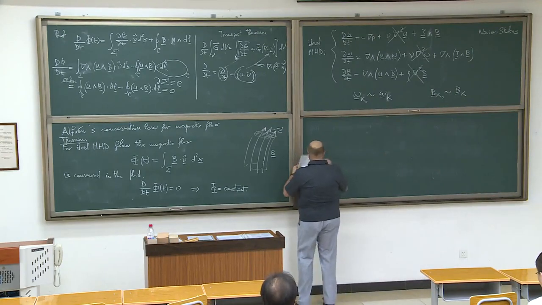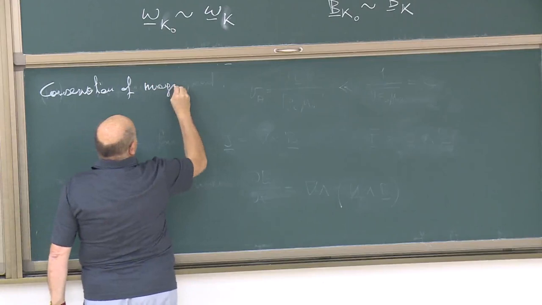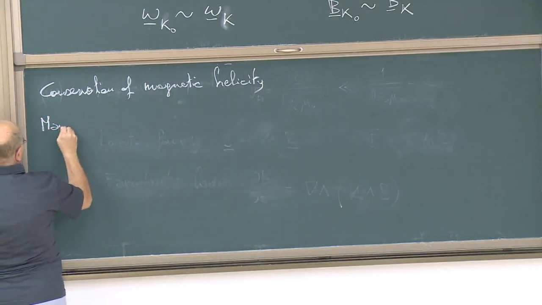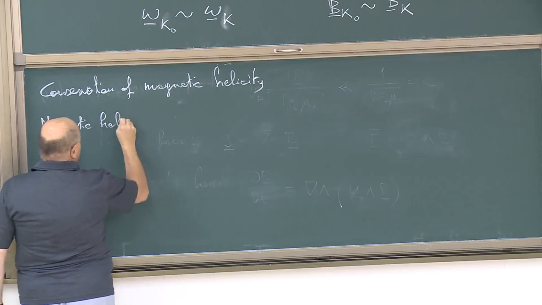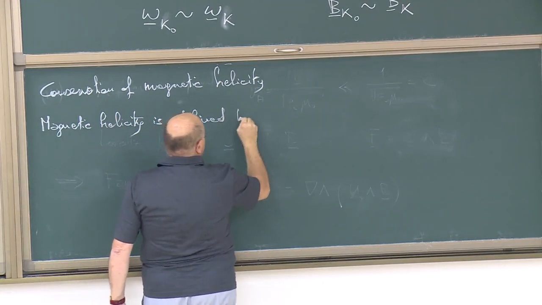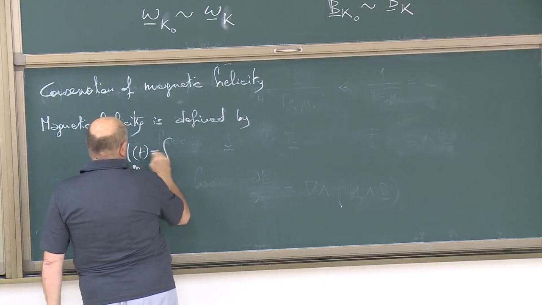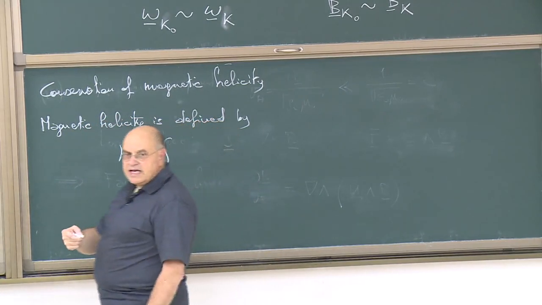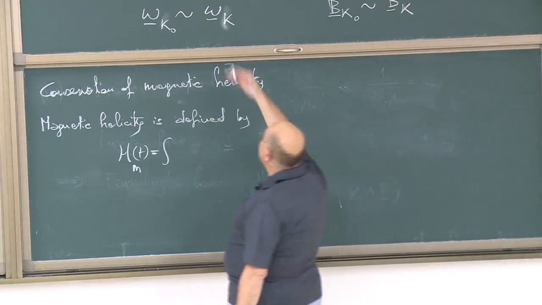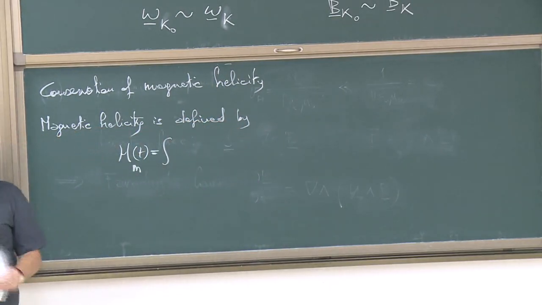Then we are at the stage to prove conservation of magnetic helicity. So what is magnetic helicity? First of all, magnetic helicity is defined by the integral, let's call it H_M, function of t in general. And this integral, by analogy, you may guess, because we saw the analogy between vorticity and magnetic field. We have to have a field times its curl.